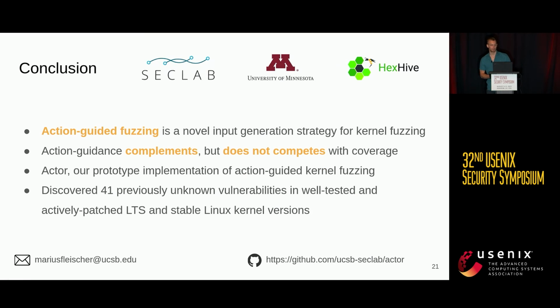As a conclusion, we present action-guided fuzzing, which is a novel input generation strategy for kernel fuzzing based on action guidance. Action guidance complements but does not compete with coverage guidance. In fact, we rely on coverage guidance to find actions in the first place. We also present Actor, which is our prototype implementation of action-guided kernel fuzzing. We evaluate the tool and show the effectiveness through the 6 questions that we answer in the paper. And in this evaluation, we also find 41 previously unknown bugs in well-tested Linux kernel versions.